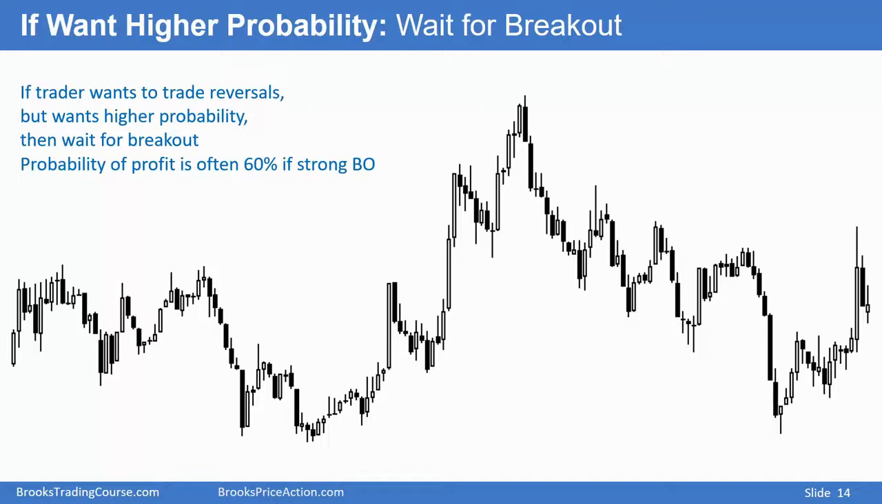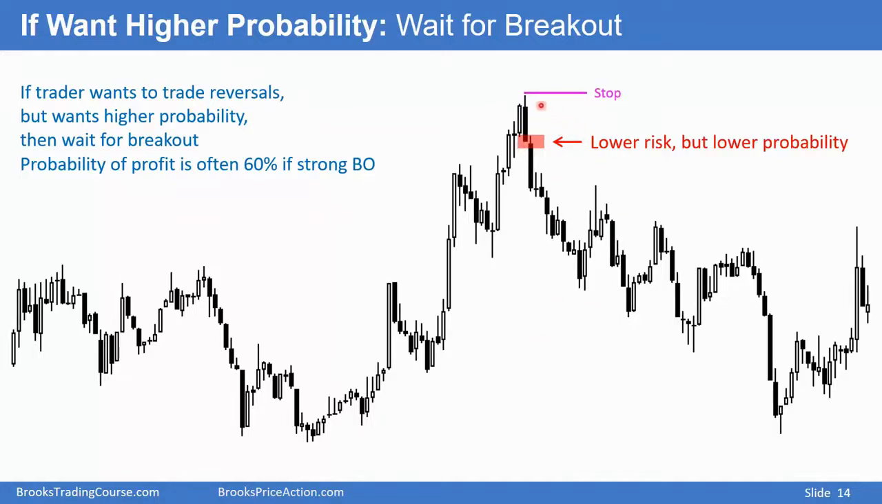Some traders want to trade reversals, but they want higher probability. Those traders wait for the strong breakout into the new trend. At that point, the probability of profit is 60%, sometimes even higher, if the breakout is strong and the context is good. For example, this is a low risk trade with lower probability.